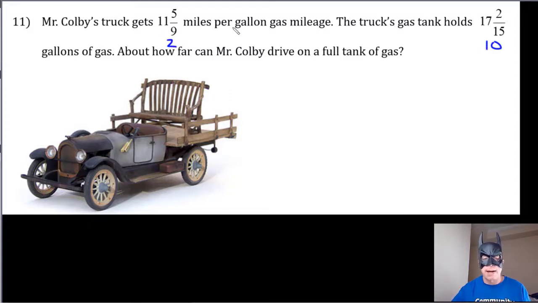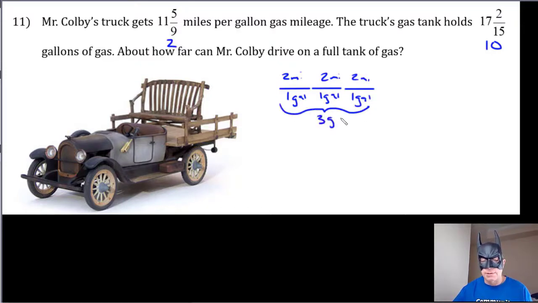Mr. Colby's truck gets 2 miles per gallon. The truck's tank holds 10 gallons. About how far can Mr. Colby drive on a full tank of gas? That problem is much easier to solve. If the truck gets 2 miles per gallon, I can drive 2 miles on 1 gallon of gas. If I had 10 gallons, how far could I drive? If I had another gallon, I could go another 2 miles. And if I had a third gallon, I could go another 2 miles. So for 3 gallons of gas, I could go 2, 4, 6 miles.